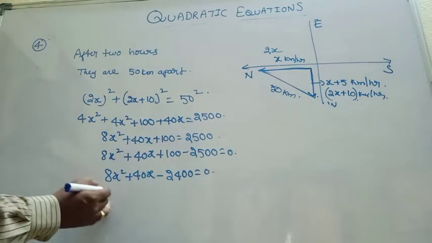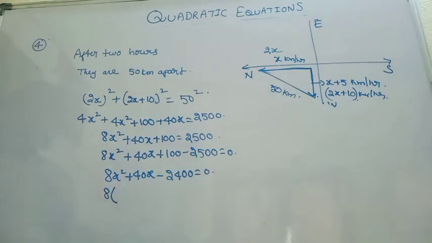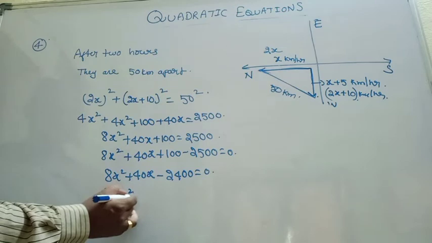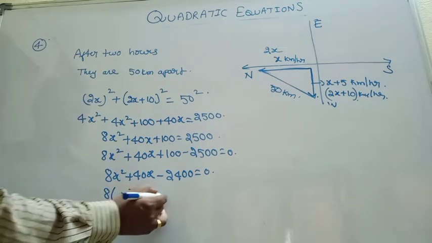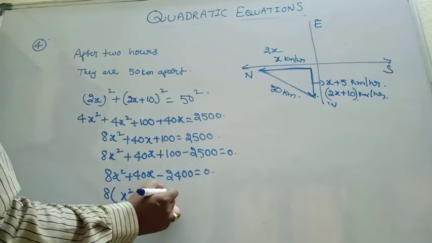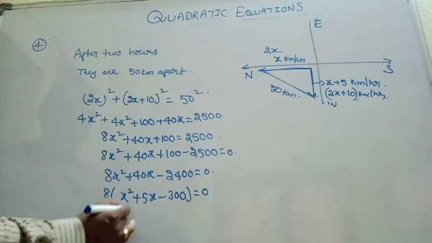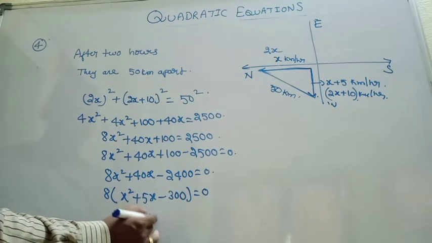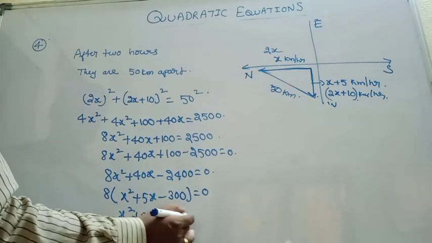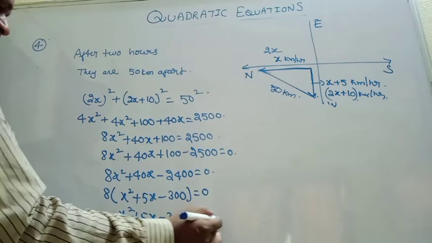If you take 8 common, what we will get is x square plus 5x minus 300 is equal to 0. That means now x square plus 5x minus 300 is equal to 0 by 8, which is equal to 0.